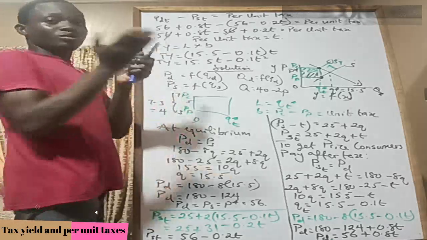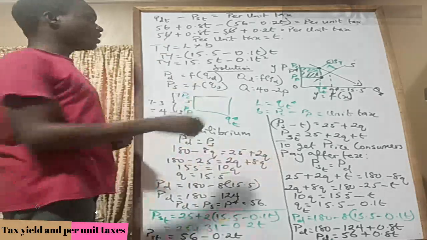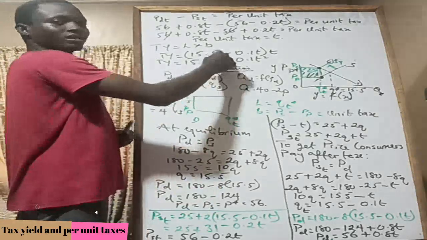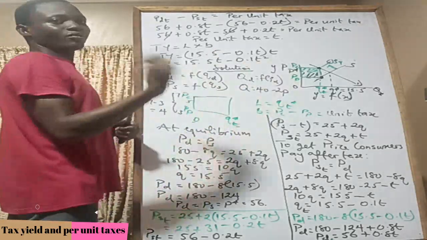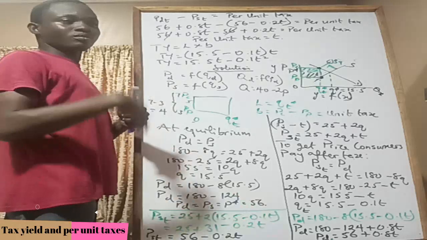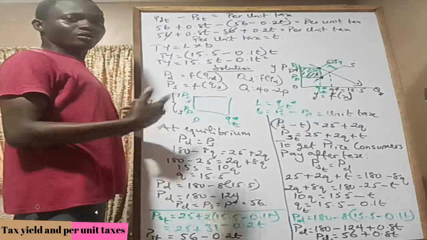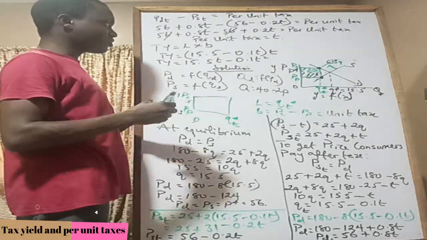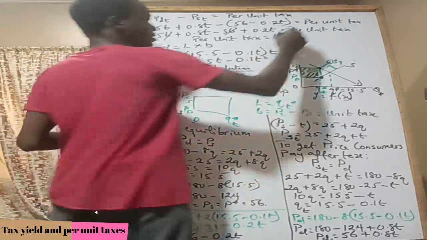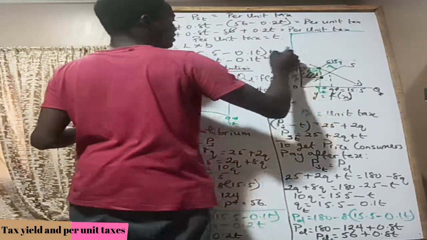So what the question was asking us to do was: what is the amount of tax that will maximize this function? And of course, you are probably used to total revenue, marginal revenue, profit. So how do you maximize those things? You just find the first derivative.